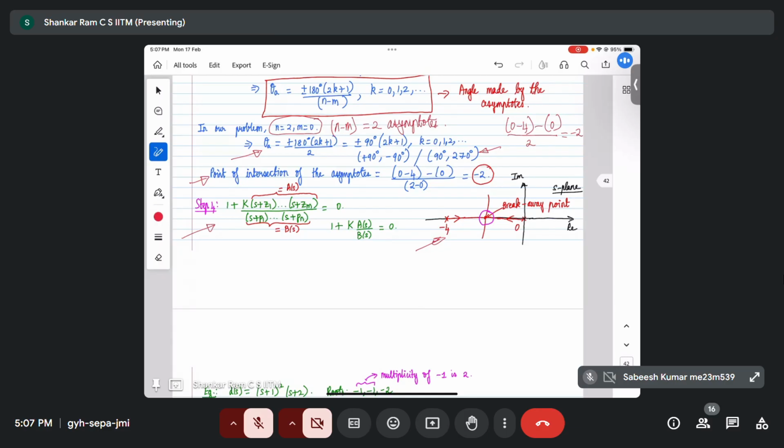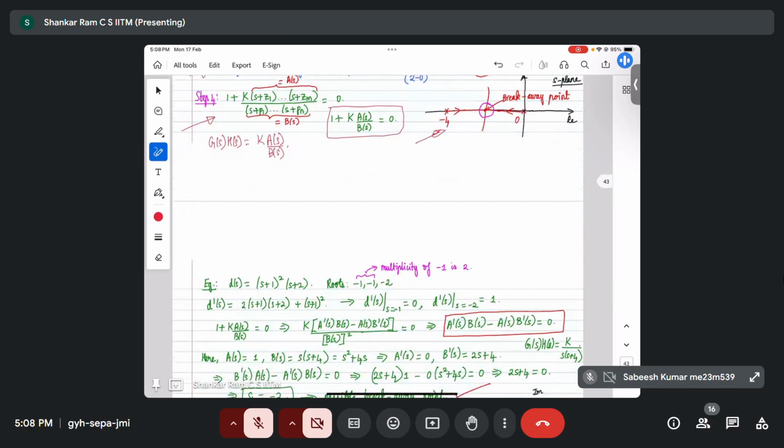Okay, so what we are doing is that the open loop transfer function G(s)H(s), we are writing as K A(s) divided by B(s), just for simplicity of notation. Nothing more than that. Consequently, we have the closed loop characteristic equation as 1 plus K times A(s) divided by B(s) equals 0.